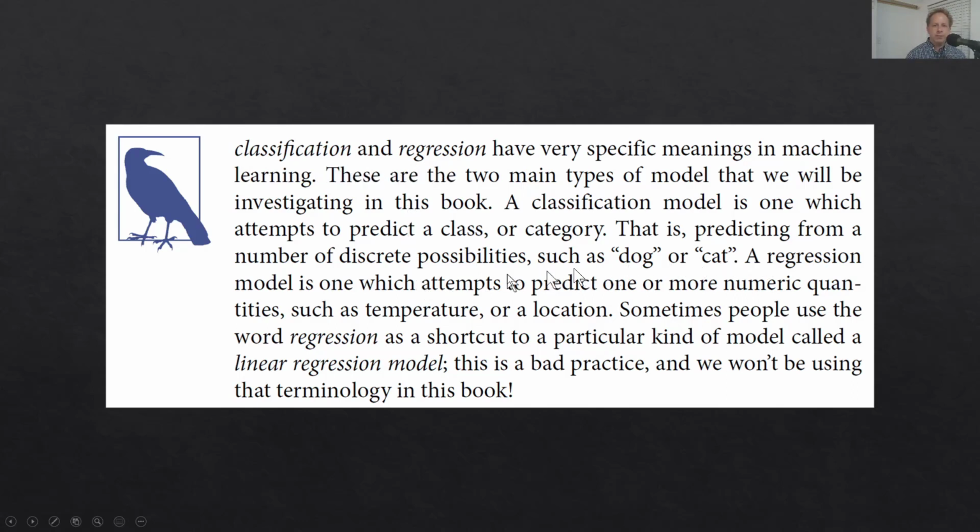So a regression model attempts to predict one or more numeric quantities, such as temperature or location or whatever. This is a bit confusing because sometimes people use the word regression as an abbreviation for a particular kind of model called linear regression. That's super confusing because that's not what regression means. Linear regression is just a particular kind of regression. But I just wanted to warn you of that. When you start talking about regression, a lot of people will assume you're talking about linear regression, even though that's not what the word means.